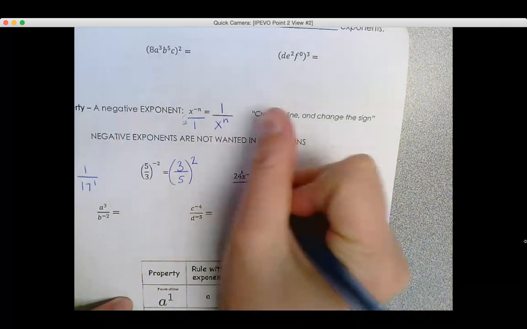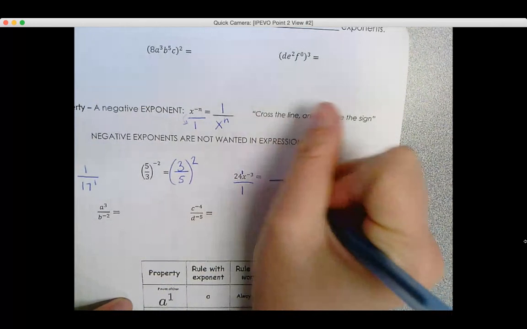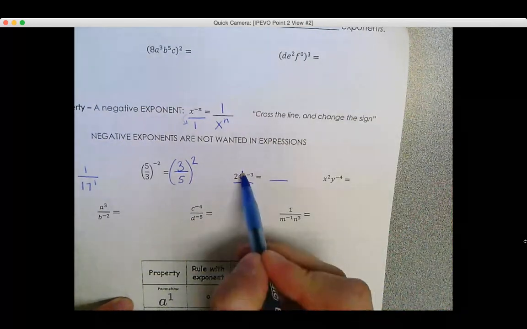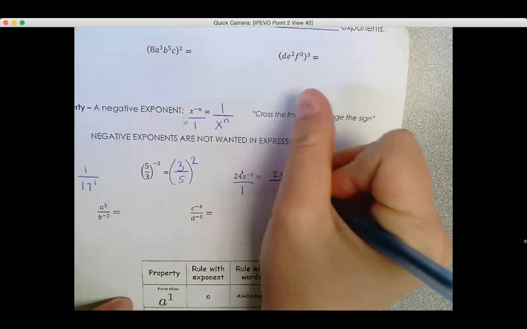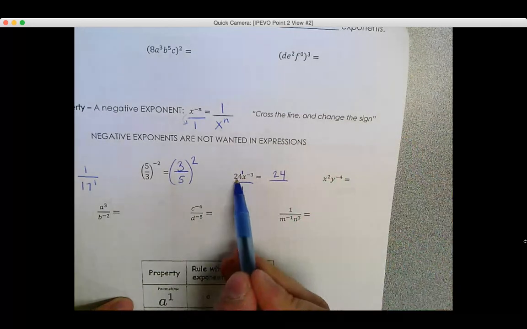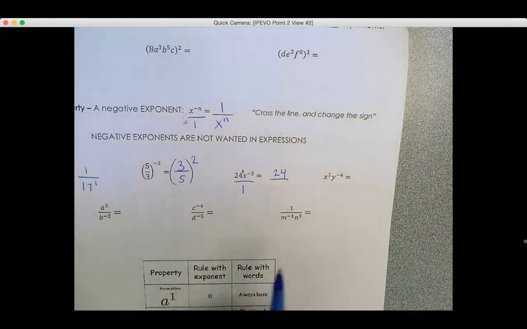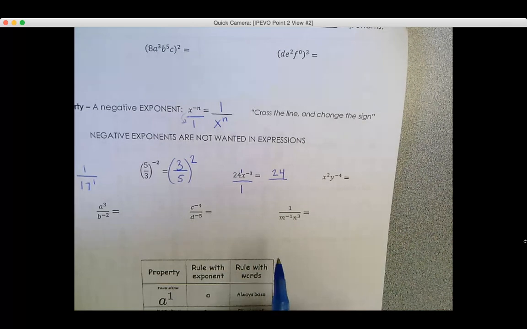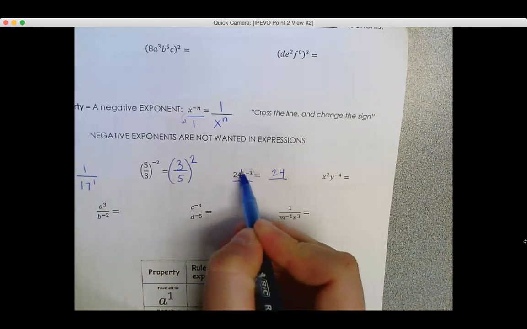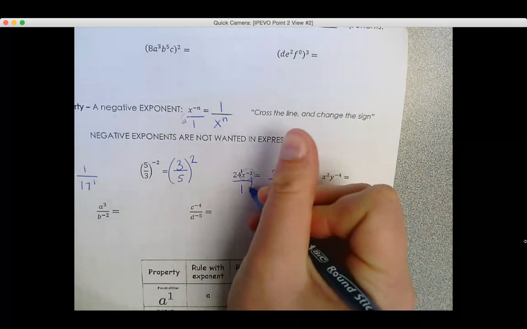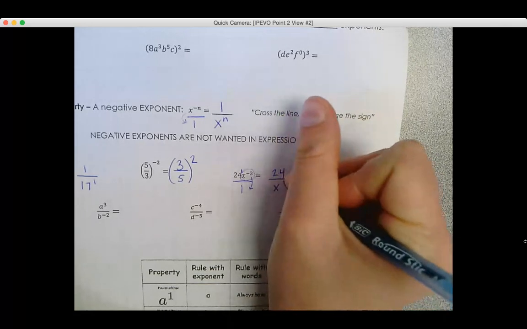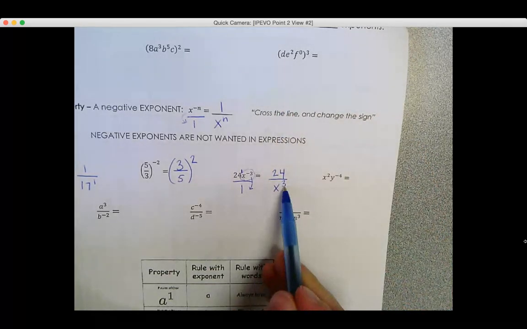Okay, so again, this is sort of like a fraction. Our new answer will be a fraction. This 24 can stay on top because it already has a positive exponent. So don't move things that have positive exponents. Since this x has a negative exponent, we'll move this to the bottom. And once it's moved to the bottom, that 3 becomes positive.